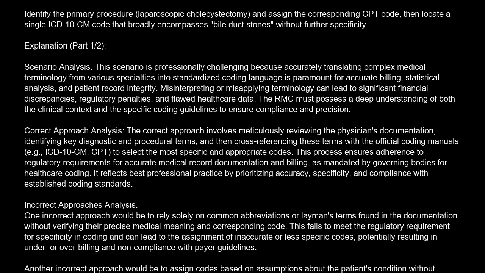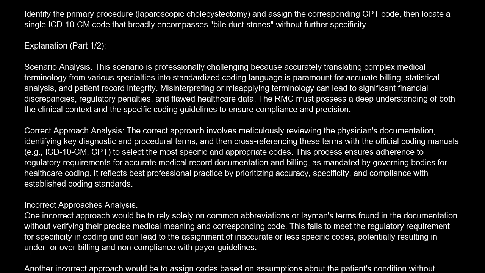The correct answer is D. Identify the primary procedure, laparoscopic cholecystectomy, and assign the corresponding CPT code. Then locate a single ICD-10-CM code that broadly encompasses bile duct stones without further specificity.